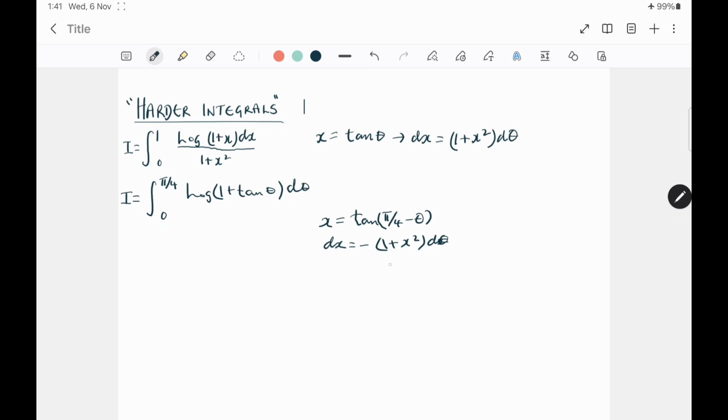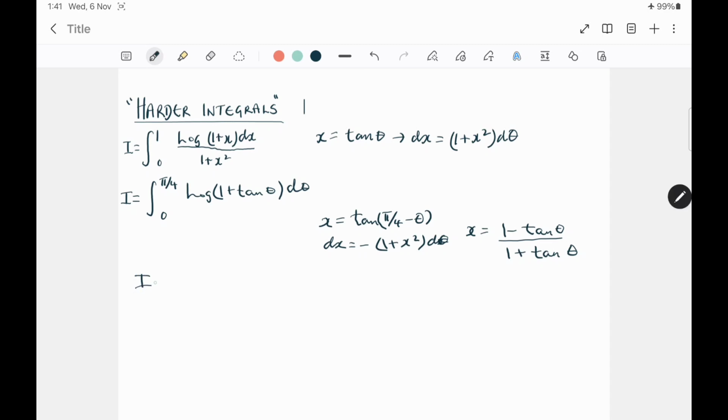Also, since x is tan of pi upon 4 minus theta, expanding that using the angle formula for tan A plus B, what you will get is tan pi upon 4 minus tan theta, and tan pi upon 4 is 1, so that's 1 minus tan theta over 1 plus tan pi upon 4 tan theta, which is tan theta. Right.